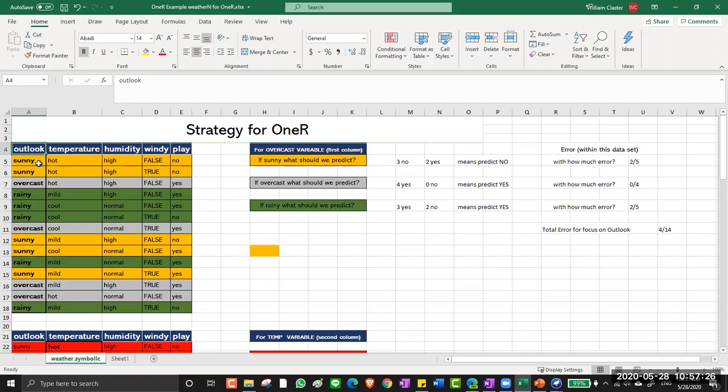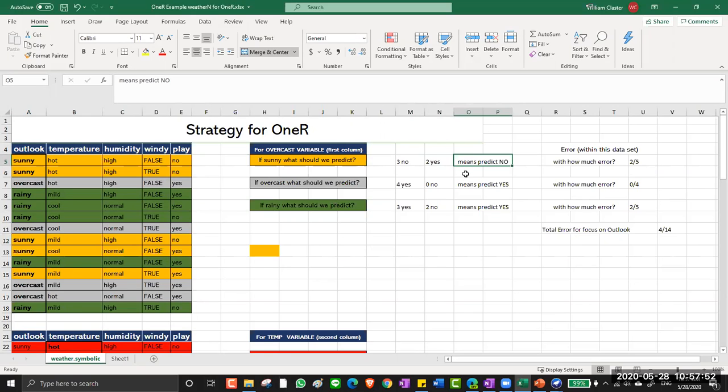If we look at only the yellows, I see 3 nos and 2 yeses, right? Does everyone agree with that? Okay, so what should we predict? Well, if there's 3 nos and only 2 yeses, we should predict no, right? Does everyone agree with that?